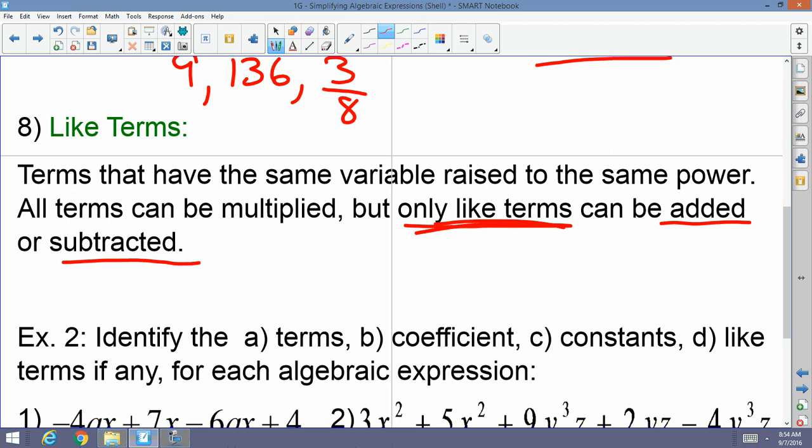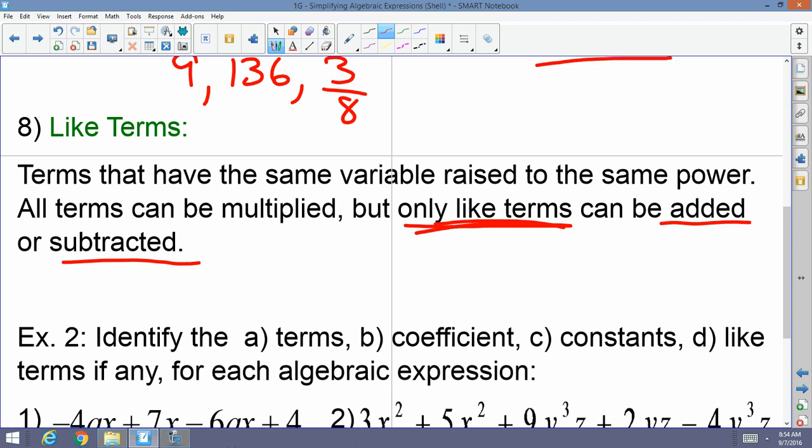No. You have 3 apples and 3 bananas. You can only add apples to apples and bananas to bananas. Now, if you go get 3 apples and your friend goes and gets 3 apples, now you have 6 apples in total because they are like terms.